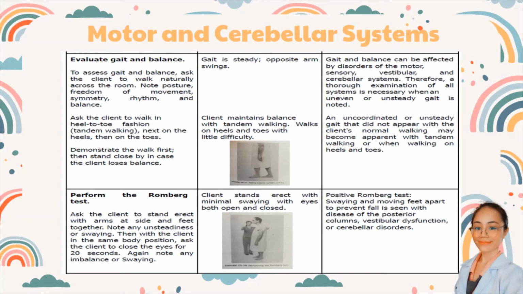closed. For the abnormal findings, the positive Romberg test is when the client sways and moves the feet apart to prevent a fall. It is seen with diseases of the posterior columns, vestibular dysfunction, or cerebellar disorders.